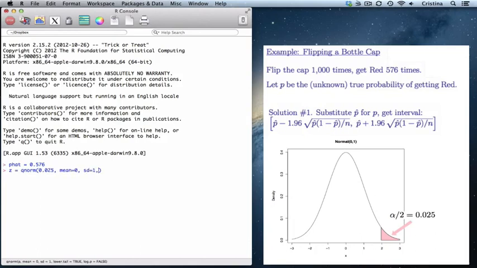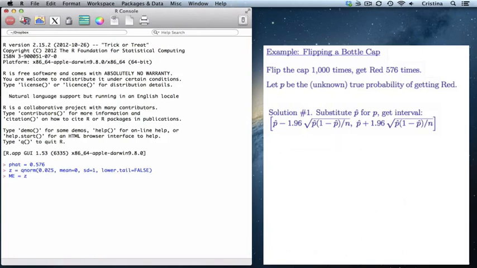the standard normal distribution, and since this probability is in the upper tail, we need to specify lower.tail equals FALSE. Now the margin of error is simply z times the square root of p hat times 1 minus p hat over n, and the confidence interval is p hat plus or minus the margin of error.